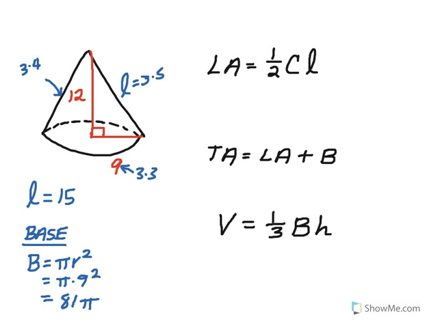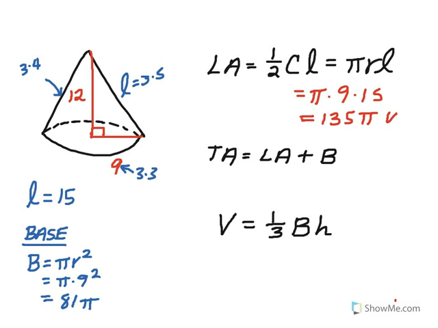The lateral area of a cone is 1/2 the distance around the bottom times the slant height. And when we simplify this formula, it's pi times the radius times the slant height. So in this example, it's going to be pi times the radius of 9 times the slant height of 15. And so that is 135 square units. I'm sorry, 135 pi square units.